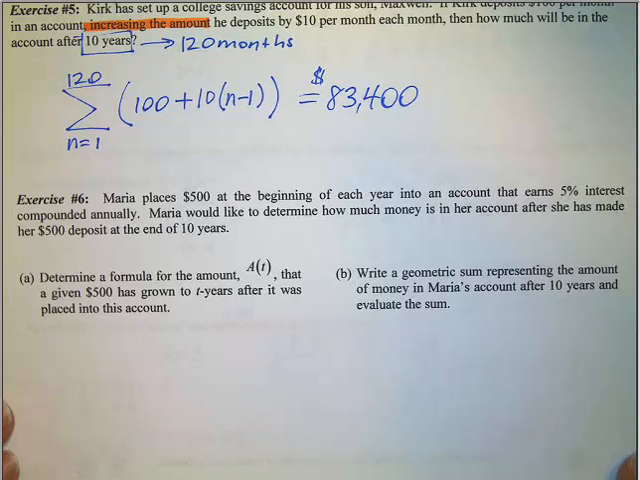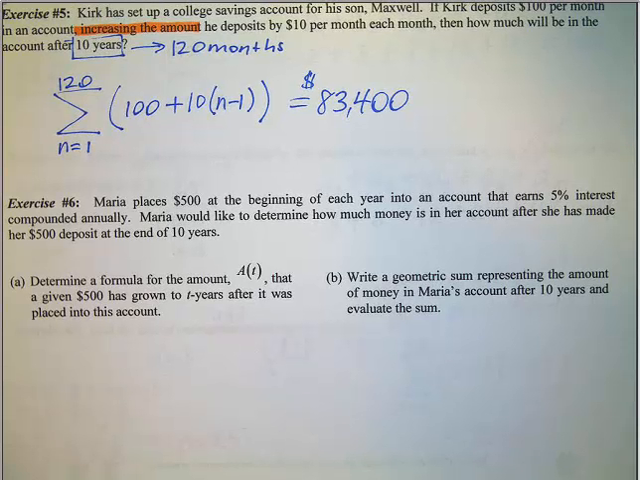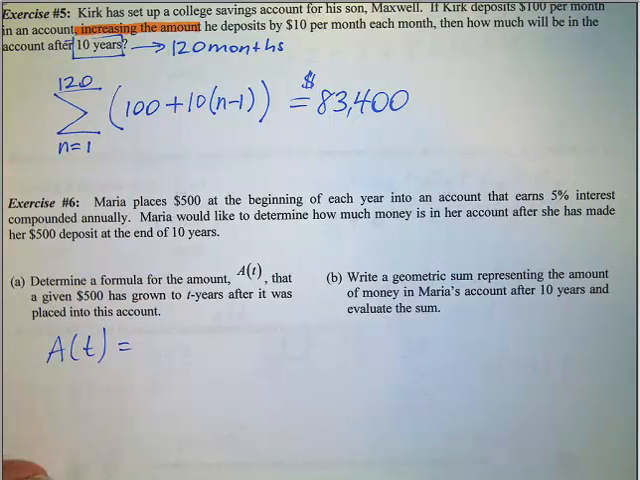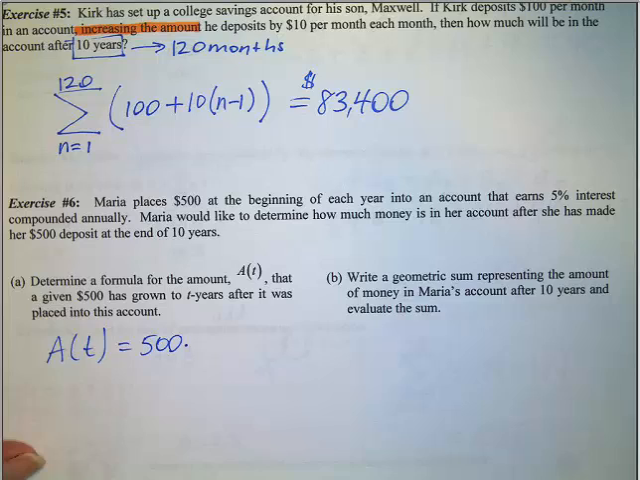Maria places $500 at the beginning of each year into an account that earns 5% interest compounded annually. Maria would like to determine how much money is in her account after she has made her $500 deposit at the end of 10 years. So first they're asking us to determine what A sub t is. So A sub t equals, well, what did we start with? What was our initial amount? 500.